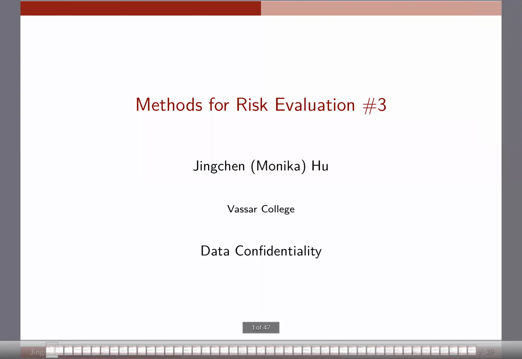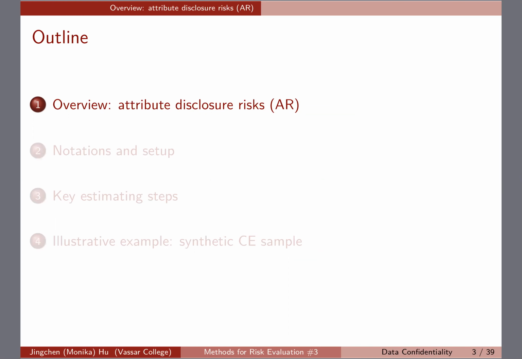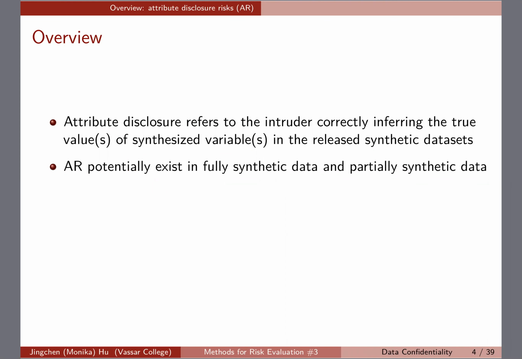Right, so this will be the last section of the last session on the methods for risk evaluation, and this focuses on attribute disclosure risk. We're going to give you a quick overview, including an outline of what we're going to do today. Attribute disclosure, like we were talking about earlier, refers to the intruder correctly inferring the true values of the synthesized values in the released synthetic data set.